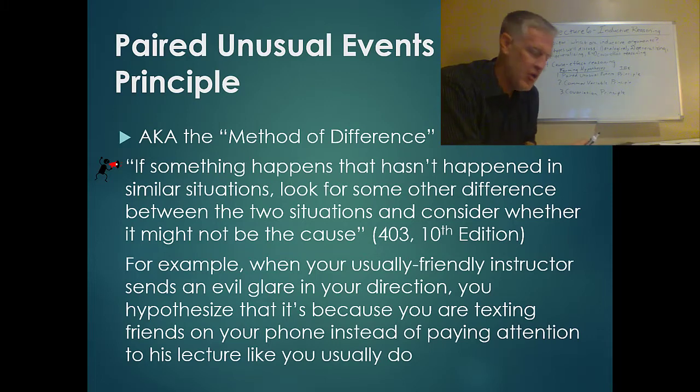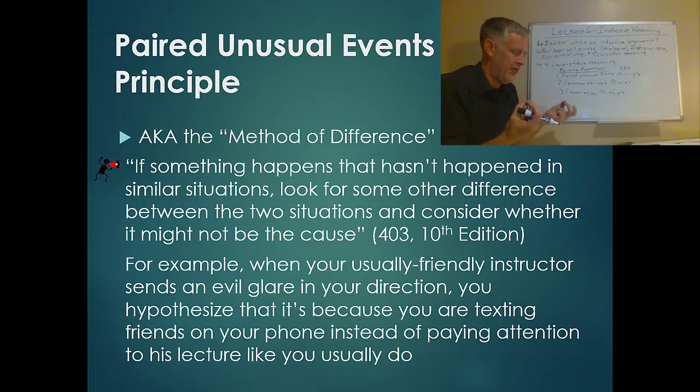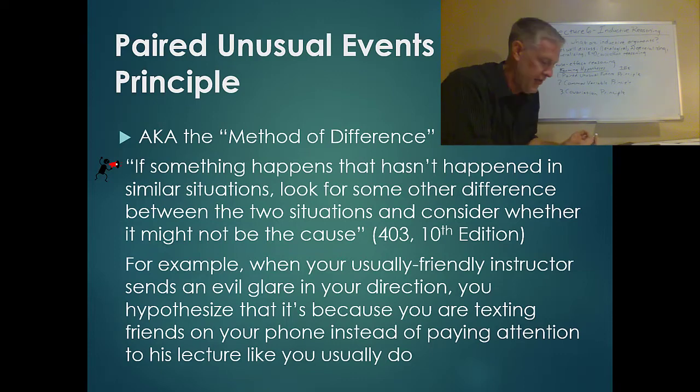So going back to that instructor giving you that evil glare, at the bottom of slide 20 in my example. When your usually friendly instructor sends an evil glare in your direction, you analyze things and form your hypothesis. This is unusual. He's usually pretty friendly. What else is different about what's going on right now? Well, I'm usually paying attention, but I've been texting my friends on the phone. So then you hypothesize that maybe what's causing that glare is you being on your phone texting your friends.